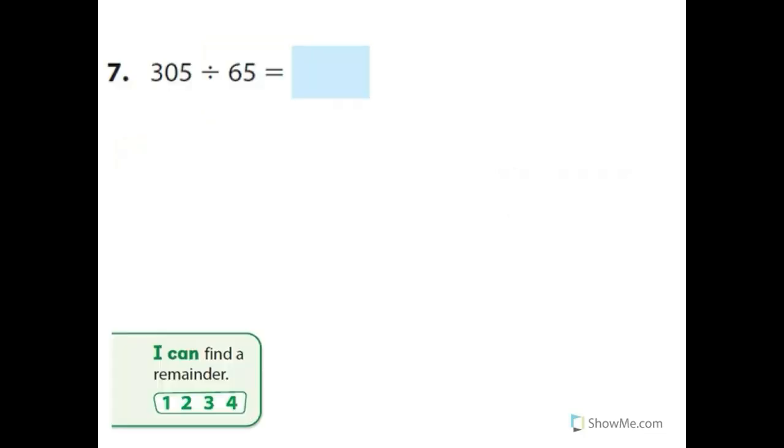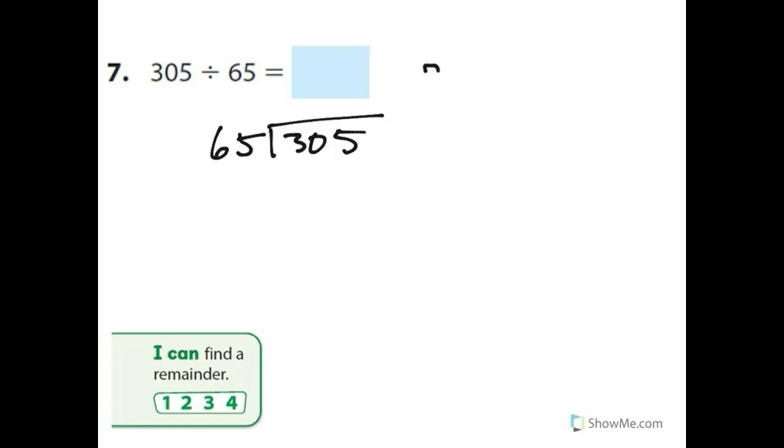Moving along to number 7. Remember, we have it where it's 65 into 305. All right? Go ahead and try that, and then we will go over it.